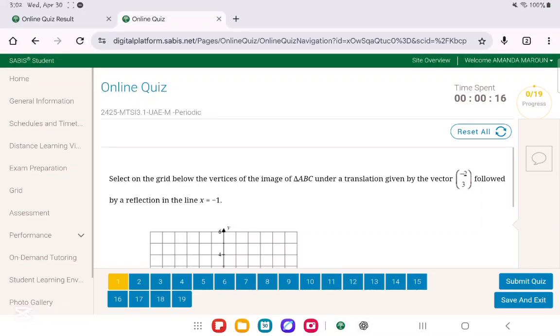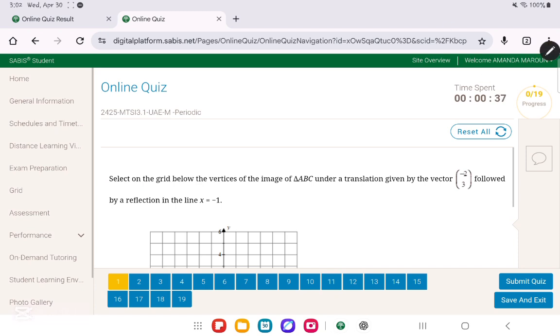So today I'll be explaining the IGCSE 3.1 course practice. Let us start with the first question. The first question says, select on the grid below the vertices of the image of triangle ABC under a translation given by this vector, followed by a reflection in the line x = -1.